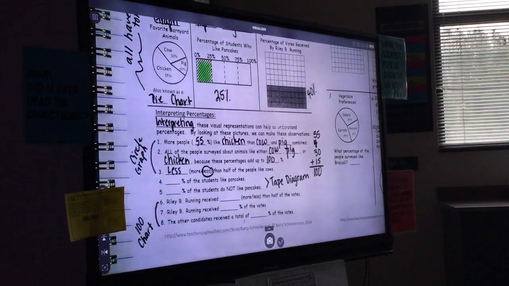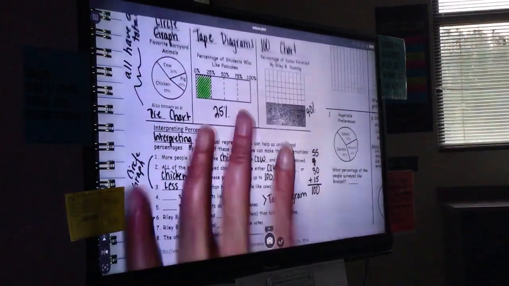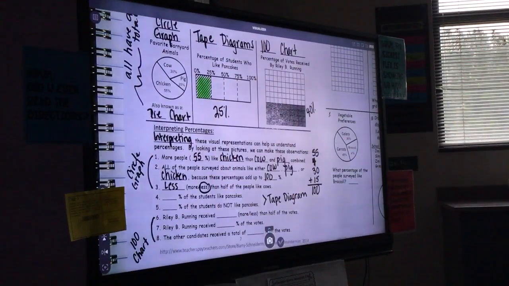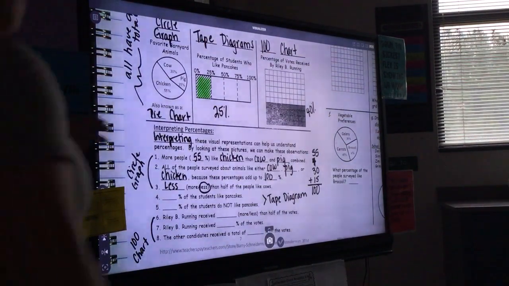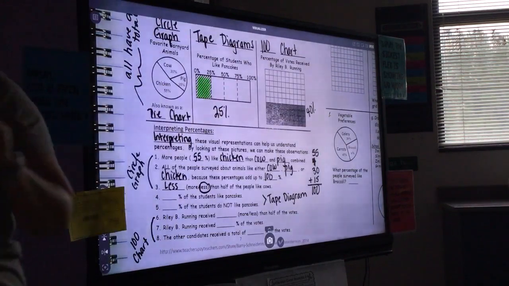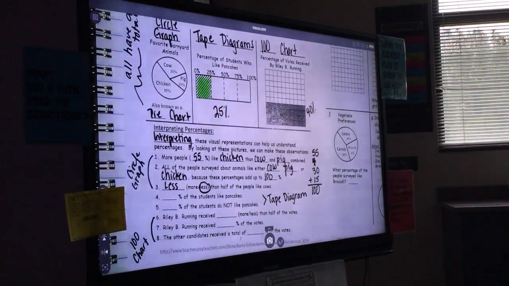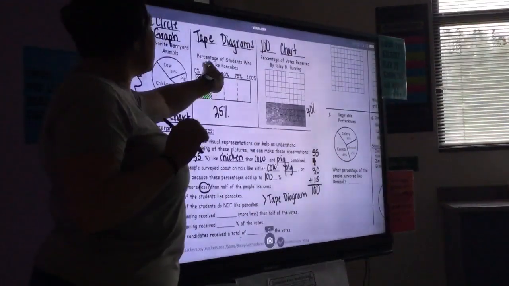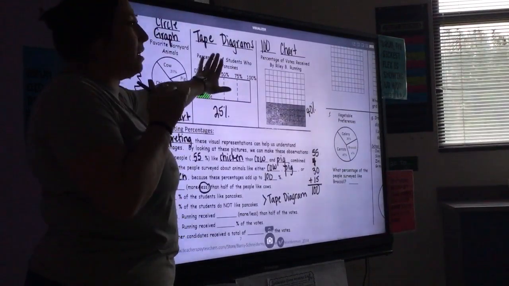Number 4 says blank percent of the students like pancakes. First off, we're using the tape diagram, right? What is that tape diagram actually representing? Because we did not talk about this. I want to see if you guys could use some of your context clues to figure this out. So what is this tape diagram representing? Blake? Not just students. Angel? Yep. Right, so this tape diagram is representing the percentage of students who like pancakes.